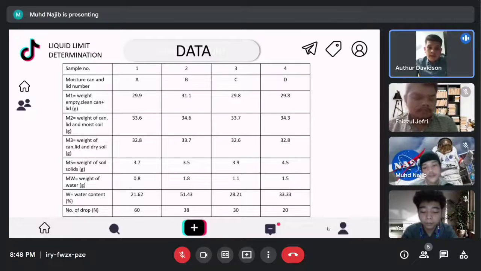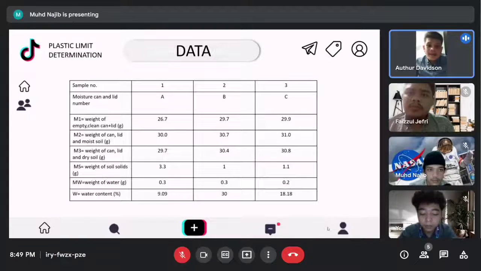So this is the data for the liquid limit test for samples A, B, C, and D. In this data, we recorded the moisture can, weight of empty clean can with lid, weight of can, lid, and moist soil, weight of can, lid, and dry soil, weight of soil solid, weight of water content, and last but not least, number of drops. For sample A, we get the number of drops 60. For B it is 38. C is 30, and last but not least, D is 20.